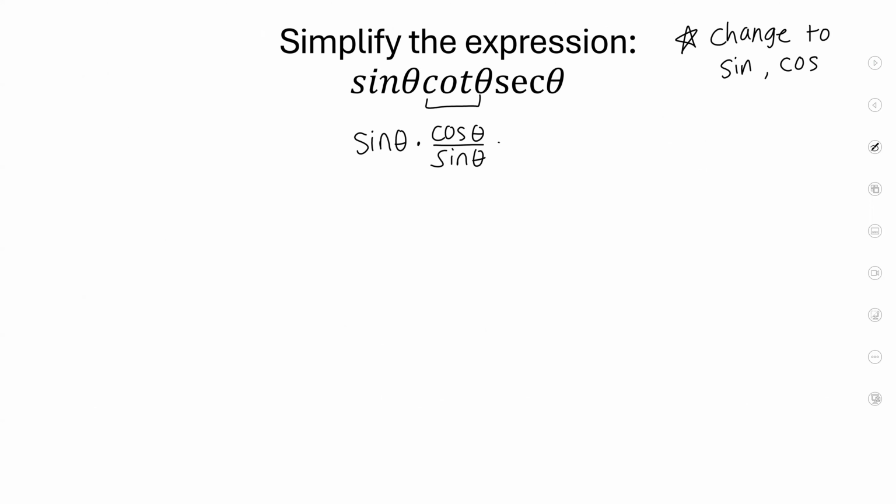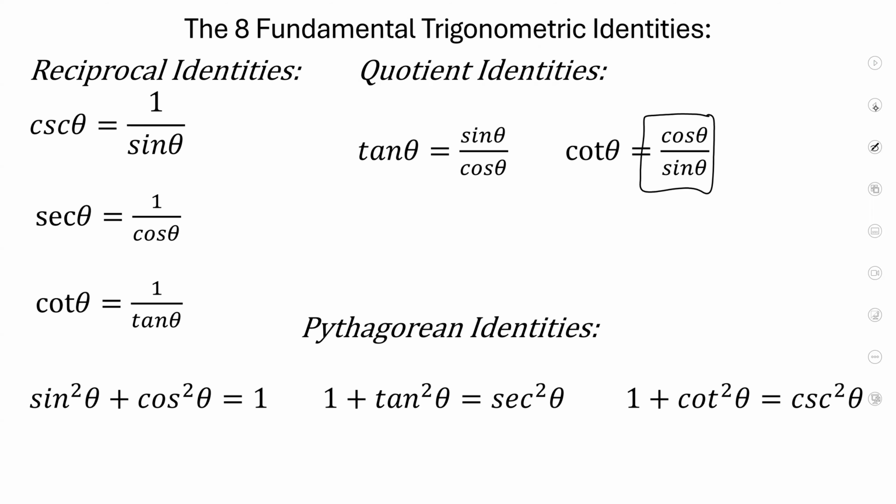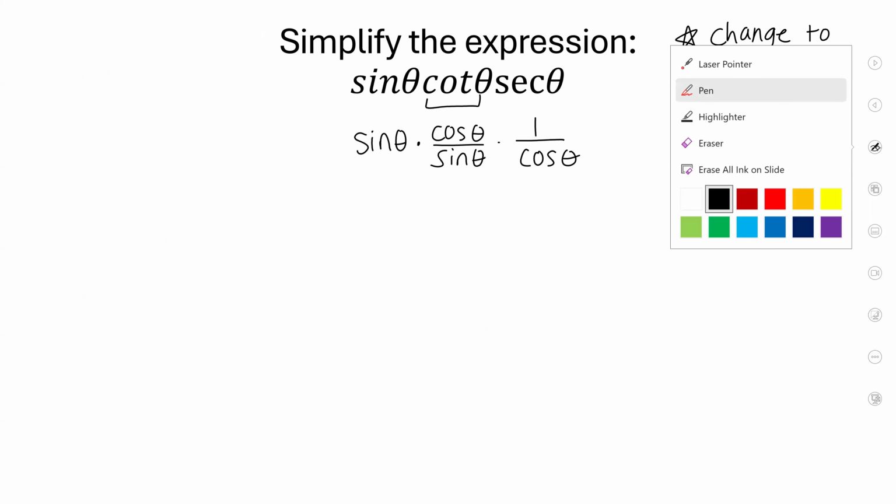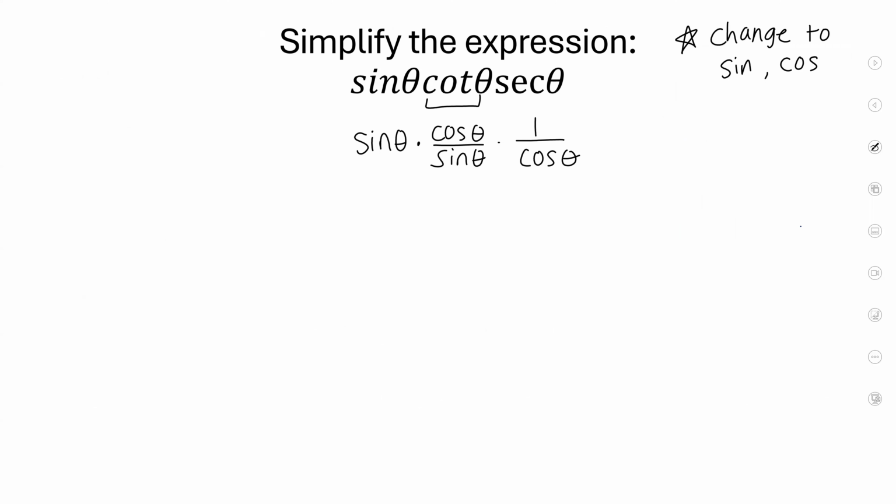If I look at my identities, I know that secant can be written as 1 over cosine. So I'm going to write this as 1 over cosine. So I'm multiplying all of these together, so the sines will cancel and cosine will cancel. So I'm just left with 1.